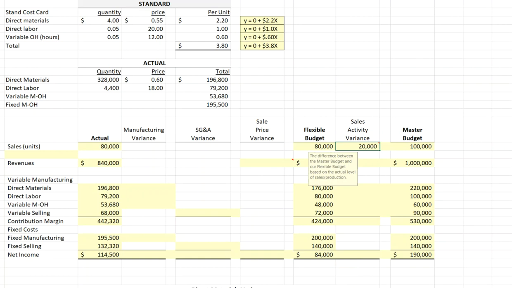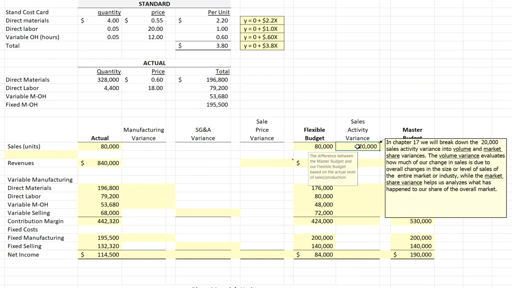We had a variance of 20,000 units, and in Chapter 17 we'll break down this 20,000 sales activity variance into both a volume and market share variances. The volume variance will evaluate how much of our change in sales is due to an overall change in the level or size of the entire market or industry, while the market share variance will help us analyze what happened to our overall share of that market.